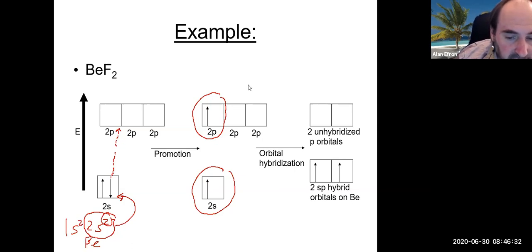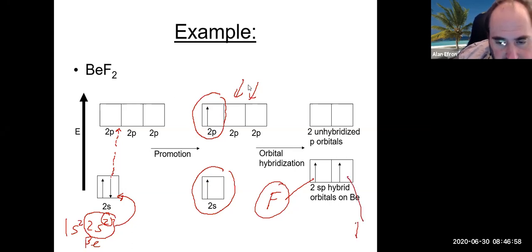Again, 2 of them, sp, each has 1 electron in it. And we could also see that we had 2 unhybridized p orbitals. These 2 guys were not hybridized. They have no electrons in them at this point. Each of these has an electron. So visually, if you want to think about what's happening, this guy here, for example, would be able to bond with the fluorine, which would be one of our bonds. This guy here would be able to share an electron and bond with the fluorine.